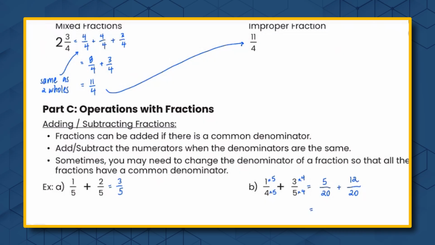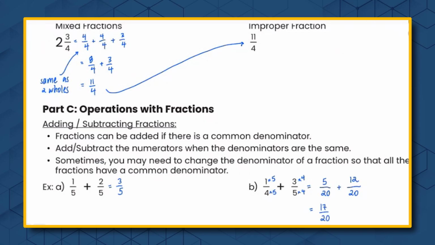So now that I have my two fractions with the same denominator, I have 5 over 20, and I'm now going to add it to 12 over 20. This allows me to simply combine the numerators. So I have a total of 17 over 20.